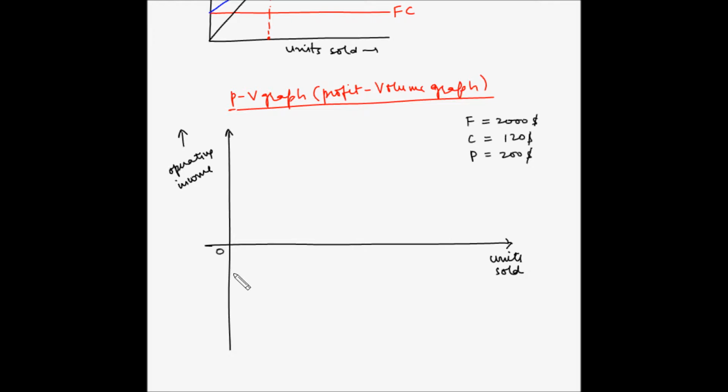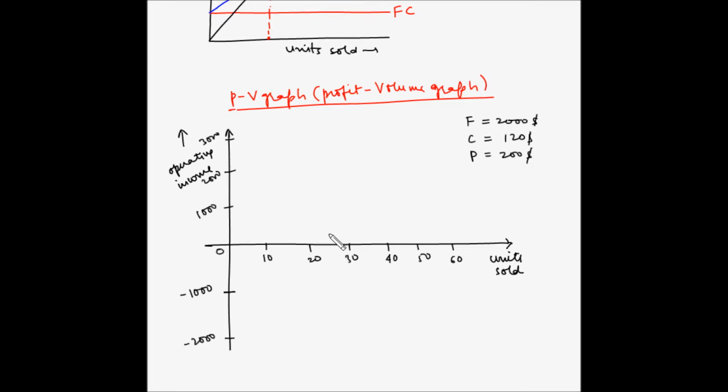So this is a point of 0, and let's say this is representing a loss of $1,000, and this point here is representing a loss of $2,000. This point here represents $1,000, $2,000, and $3,000. And on the x-axis we have the units sold, so let's say 10, 20, 30, 40, 50, 60, and so on.